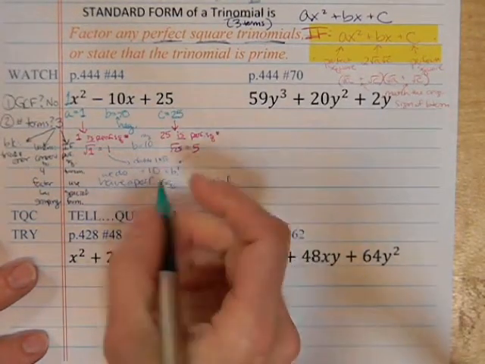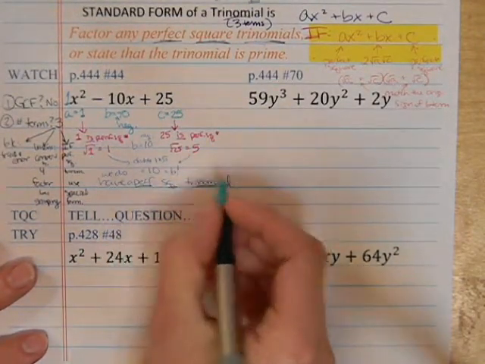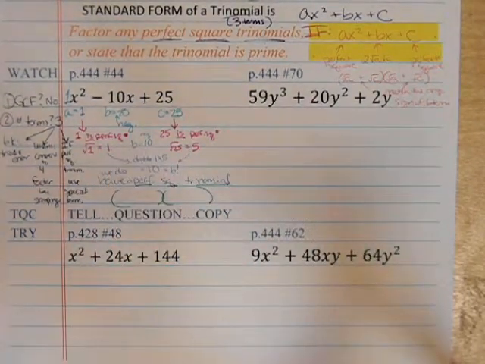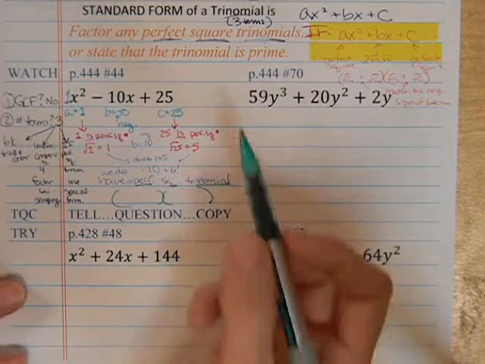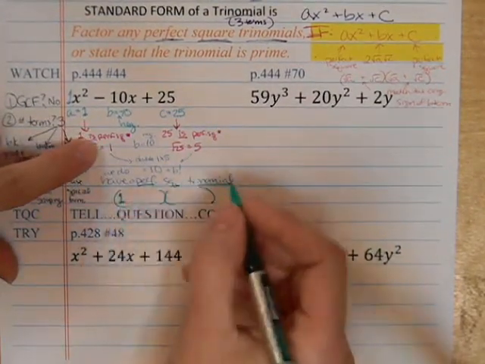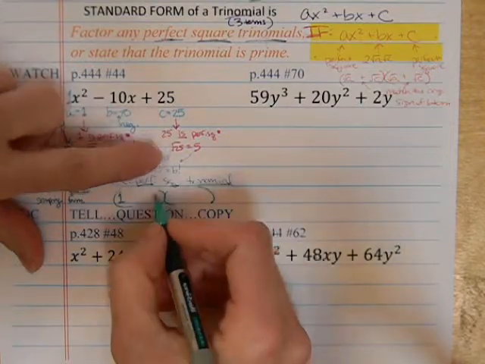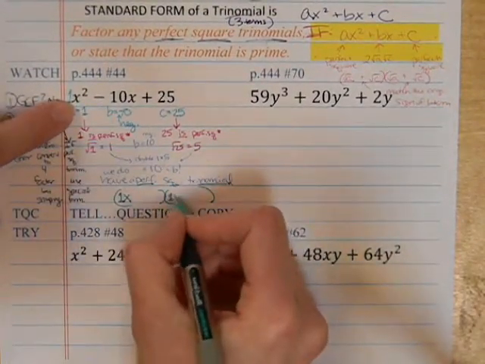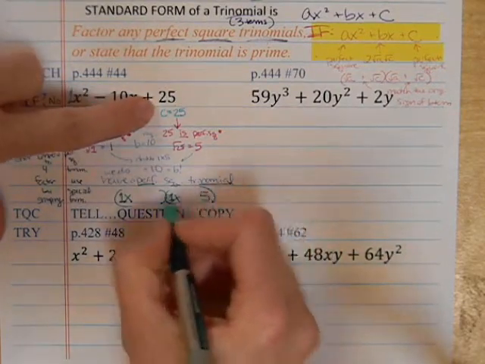Once you confirm that you have a perfect square trinomial, then you just write the factor parentheses, and you put in the square root of your a value, in this case 1x, or just plain x, and the square root of your c value, which is 5.